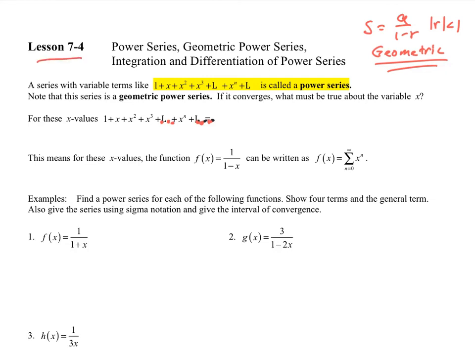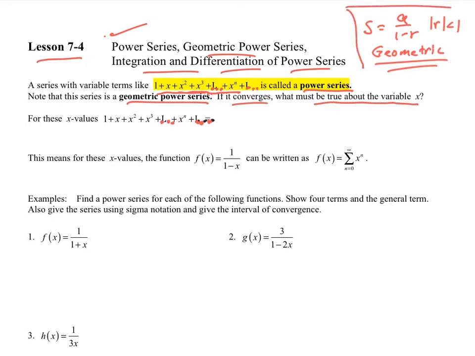Hi, this is lesson 7.4, power series. We want geometric power series, and integration and differentiation of those power series. Now a series with variable terms like this, 1 plus x plus x squared plus x cubed plus ... plus x to the n plus ..., is called a power series because I have all those powers. And that is also a geometric power series. If it converges, what must be true about the variable x?